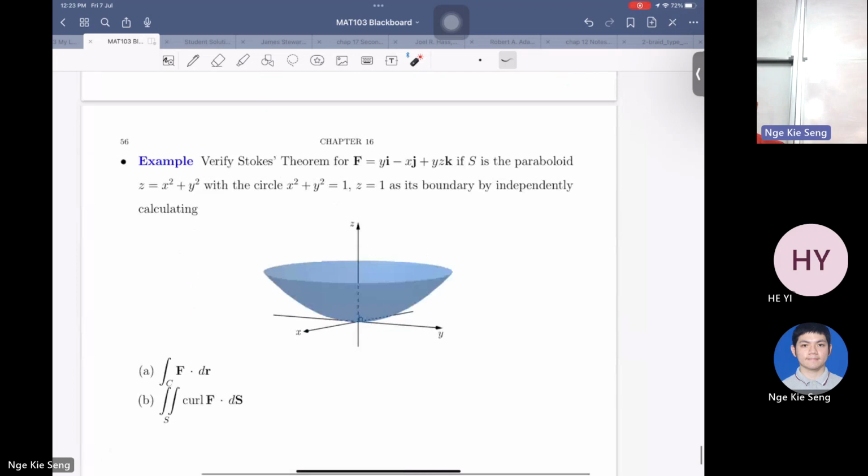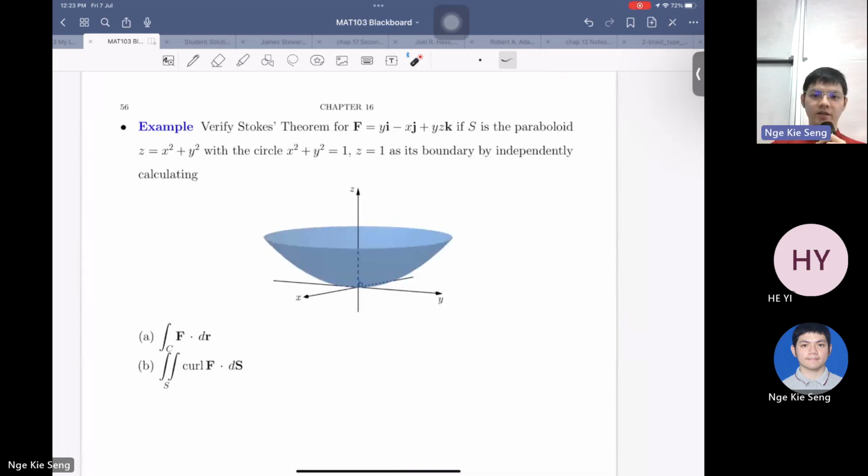Okay. So let's verify Stokes' theorem again. This is Green's theorem in higher dimension. Let's do this. We have this vector field, yi minus xj plus yzk. At every point you can find a vector using this vector field.